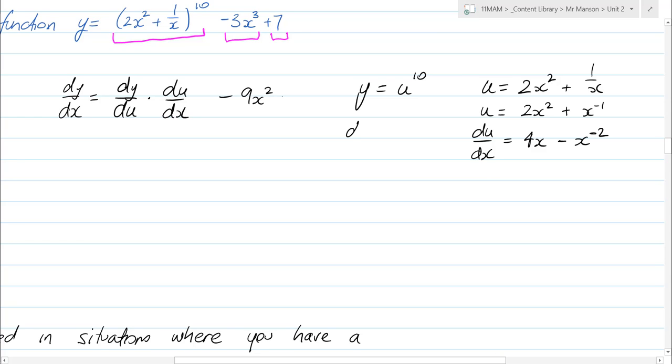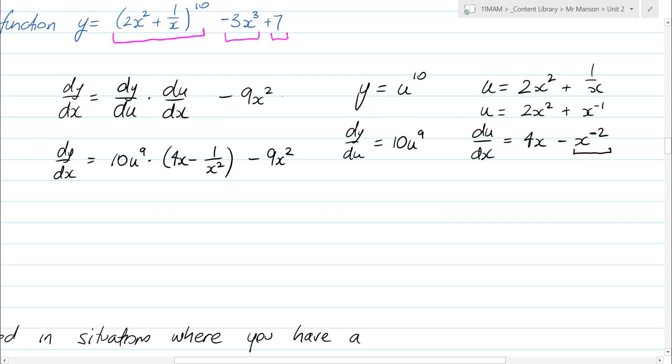Y is equal to u to the power of 10, so dy du is equal to 10 u to the power of 9. And now I can go back over here because I know my dy du and I know my du dx. So I've got 10 u to the power of 9 times 4x minus, see this here, I'm going to write it back in fractional form, 1 over x squared, minus 9x squared. And I'm going to bring my singular term out the front, so it becomes 10 times 4x minus 1 over x squared. So when I say my singular term, there's no power on that one.